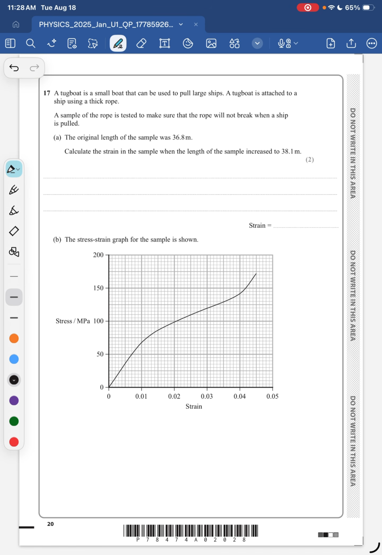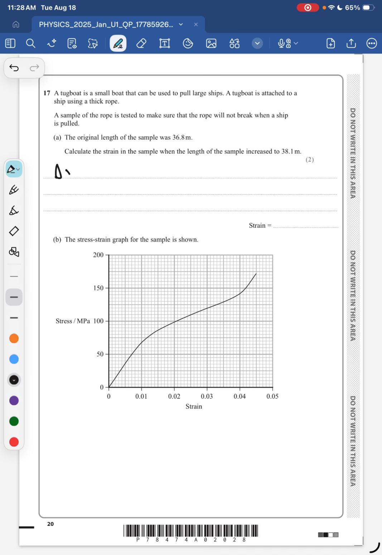17. A tugboat is a small boat that can be used to pull large ships. A tugboat is attached to a ship using a thick rope. A sample of the rope is tested to make sure that the rope will not break when a ship is pulled. Question A. The original length of the sample was 36.8 meters. Calculate the strain in the sample when the length of the sample increased to 38.1 meters.